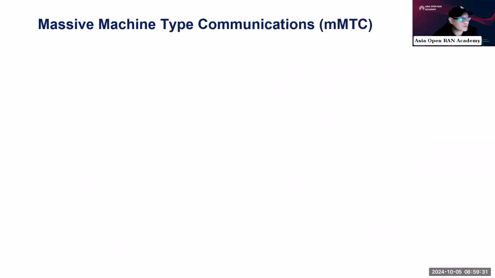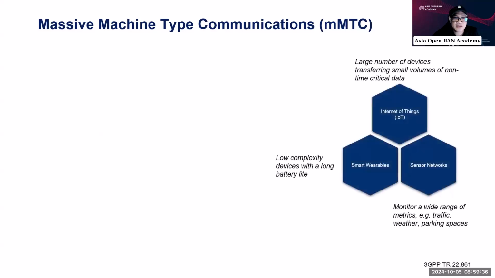Next is Massive Machine Type Communications, or mMTC. So si mMTC, sabi ko kanina, this is where you find the Internet of Things, smart wearables, and sensor networks. Okay? So if you are a student planning to have a thesis, ayan, marami tayong mga use cases using IoT devices. So the best way to formulate a study about wireless telecommunications is to look at the frustrations dito sa Pilipinas. You can start with that.